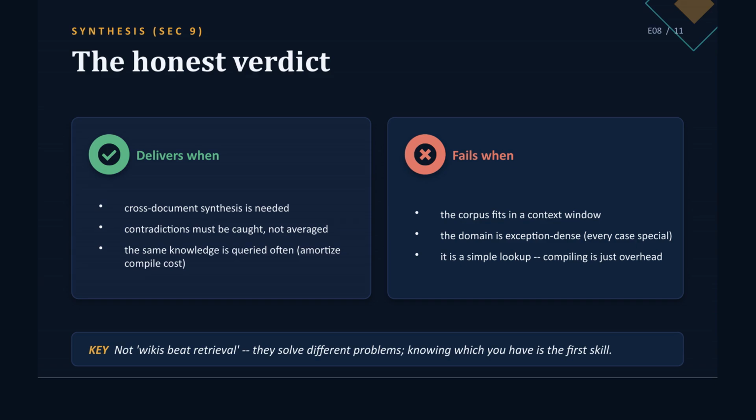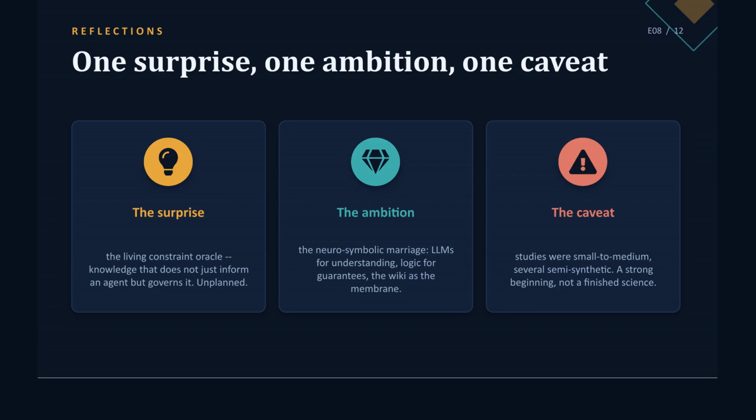The honest verdict is not, wikis beat retrieval. It is, wikis and retrieval solve different problems, and knowing which one you have is the first real skill. 2 reflections before we close. The biggest surprise of this whole program was not planned. We set out to organize knowledge, and the thing that excited us most was the living constraint oracle, knowledge that does not just inform an agent but actively governs it. We did not see that coming.